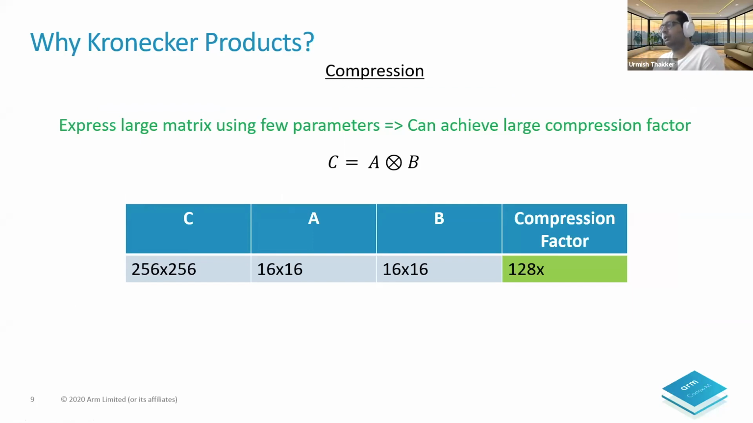And as you know, in a neural network, all of the weight values are basically matrices, be that CNNs or LSTMs. So in this case, if C is of size 256 cross 256, that is your matrix or LSTM layer is of size 256 cross 256, and you express it as a Kronecker product of two smaller matrices A and B, then A and B will be of size 16 cross 16 each, and that will give you 128x compression when you represent the large matrix using the Kronecker product of two smaller matrices.